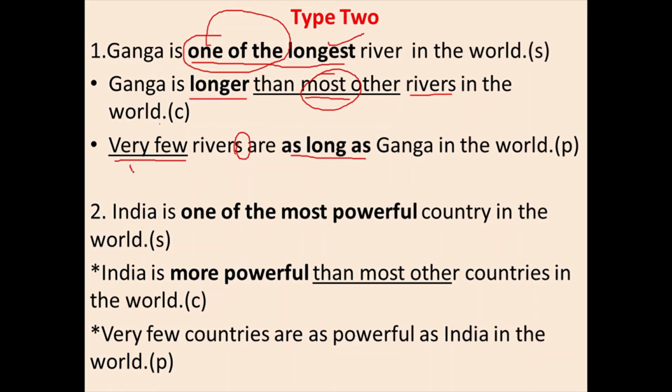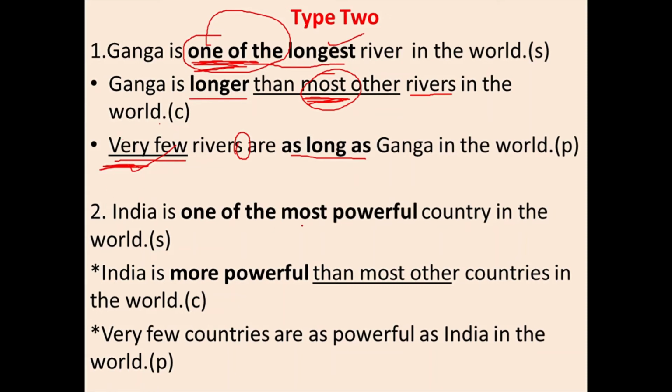So what is the difference between the first type and the second? First type was tallest. Second type is one of the tallest, right? In the first type, we used than any other in comparative degree, and we started positive degree with no other. But here in the second type, where one of the is added, we have added most other, and very few in the positive.